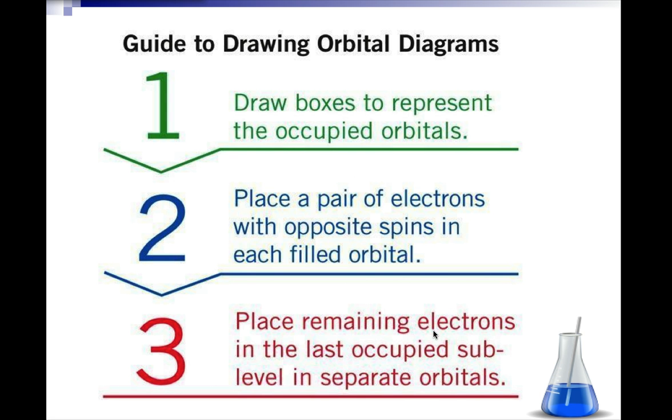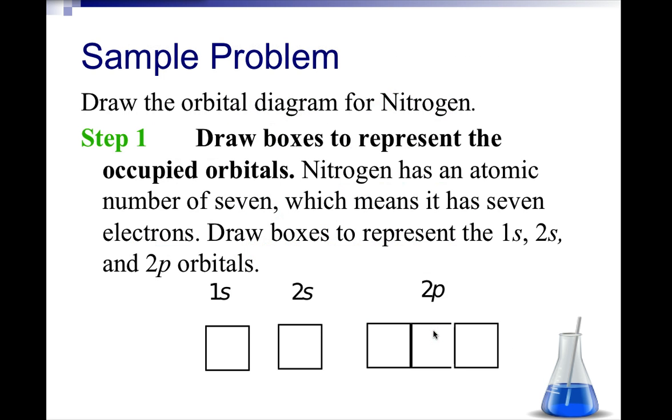Here's the guide. First, you'll draw boxes to represent the occupied orbitals. We will then place a pair of electrons with opposite spins in each filled orbital. We will then place the remaining electrons in the last occupied sublevel in separate orbitals. If you feel confused at this time, it is perfectly normal and you will get better with practice.